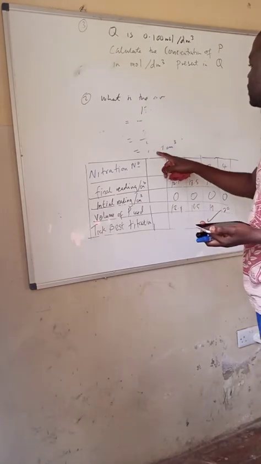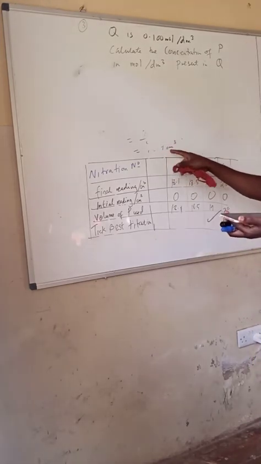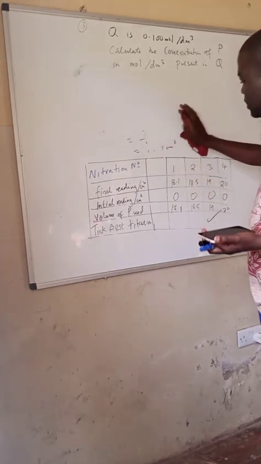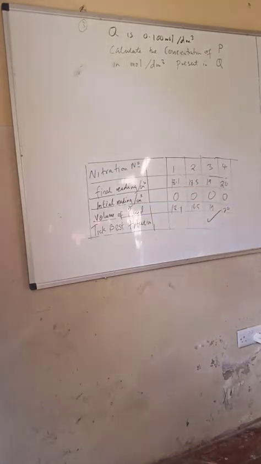My titration here was 18.9. Let's not forget it. The average one is 18.9. So 18.9 is my average titration. I won't forget it, so I'm putting it somewhere.